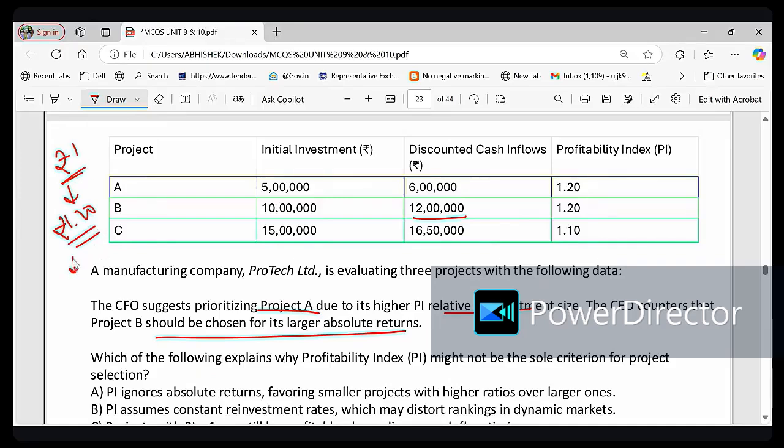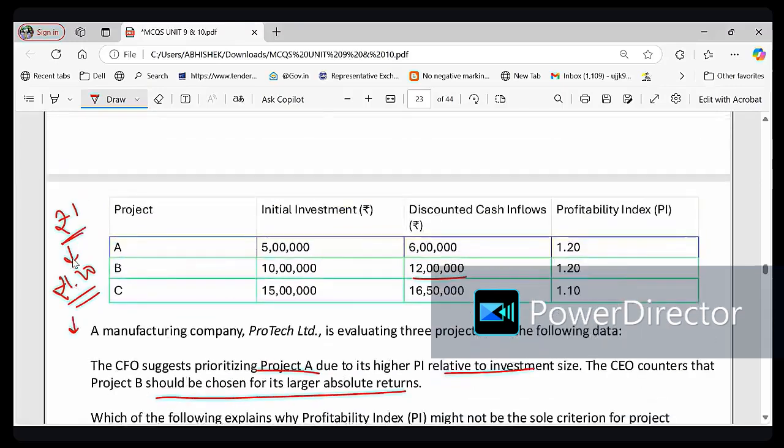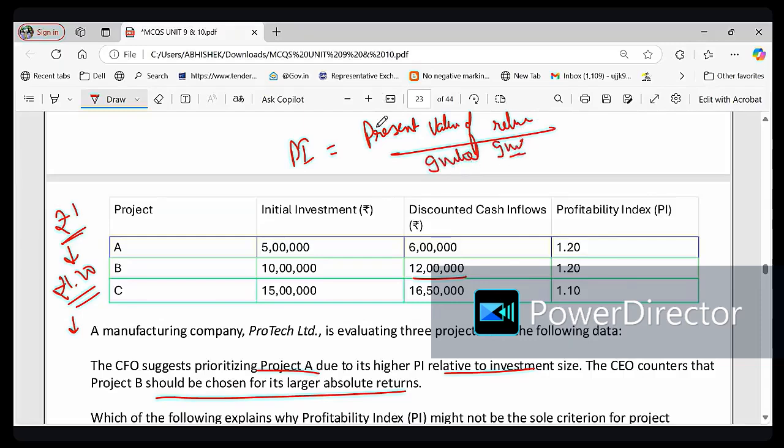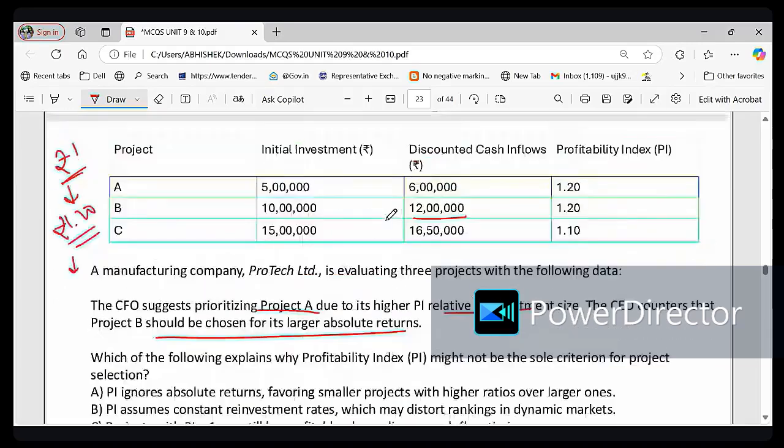So PI tells us the return per 1 rupee invested. What is the return you are getting per 1 rupee invested? That is called PI. So what is the formula for PI? The formula for PI is present value of return divided by initial investment. It means for every 1 rupee you are investing, how much you are getting. That is called profitability index.